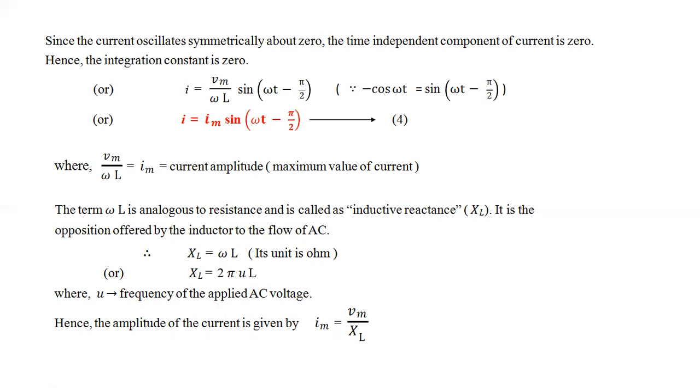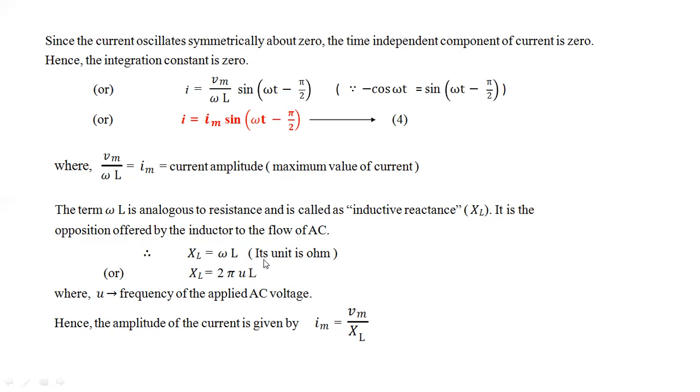But as it is a pure inductive circuit, this term is known as the inductive reactance, and it is denoted by the letter XL. This XL is always equal to omega L, and omega is nothing but 2 pi f, where f, the frequency, we indicate by mu. So XL is equal to 2 pi mu L. Its unit is ohm.